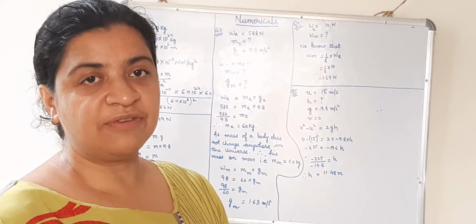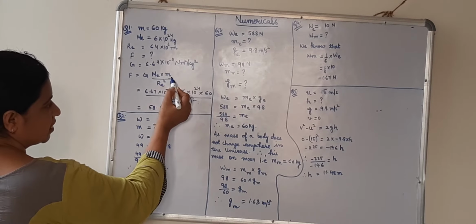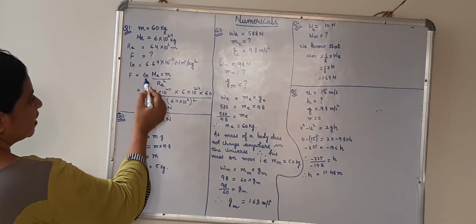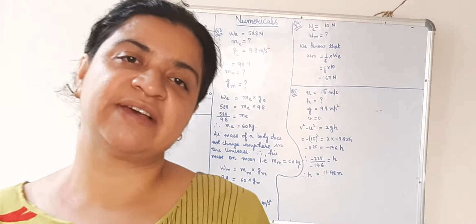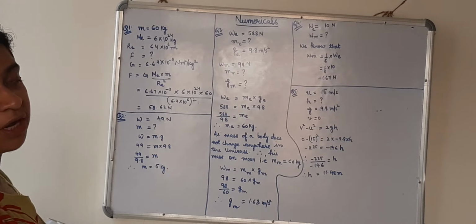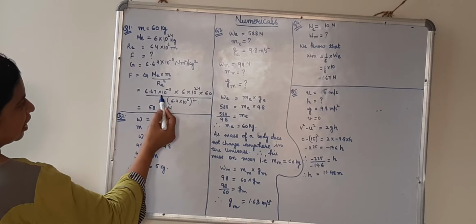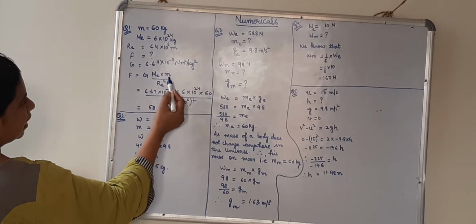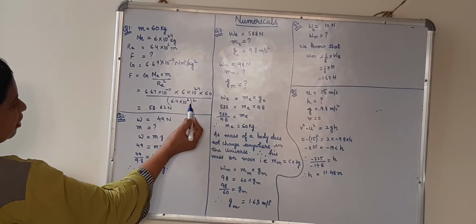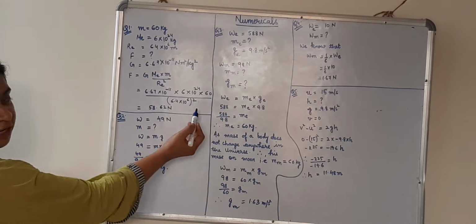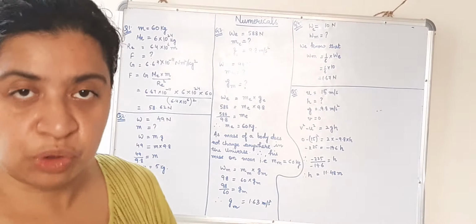Here we know that F is equal to G M_E M upon R_E square, with M_E the mass of the earth, M the mass of the person, and R_E the radius of the earth. Capital G is the gravitational constant and we know it has a fixed value of 6.67 into 10 raised to the power minus 11 Newton meter square per kg square. So put the values: G, M_E, M, and R_E square, the radius value and then squared. When you solve all these, you are going to get the answer 58.62 Newton.